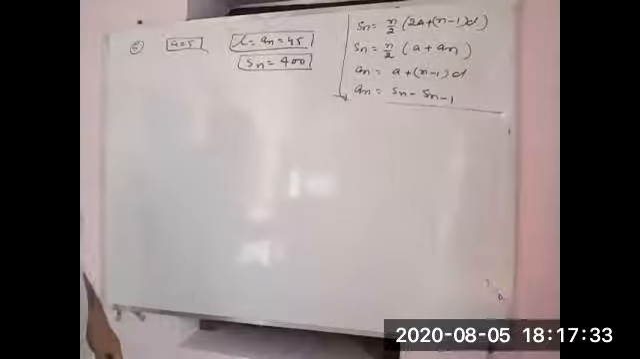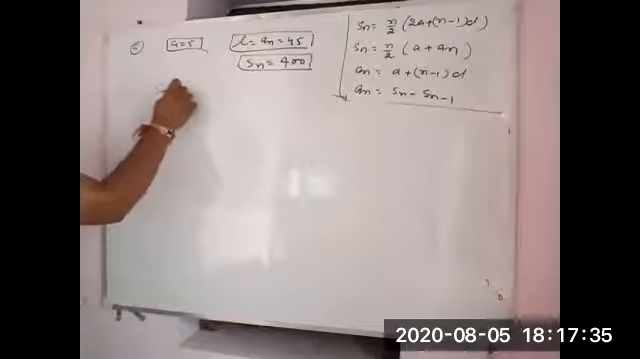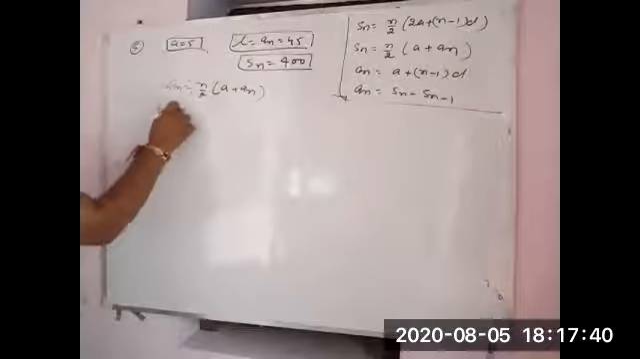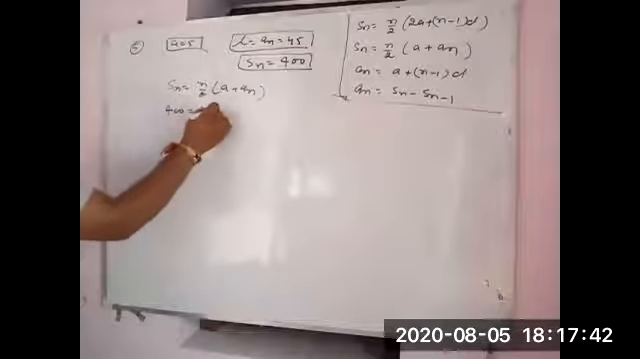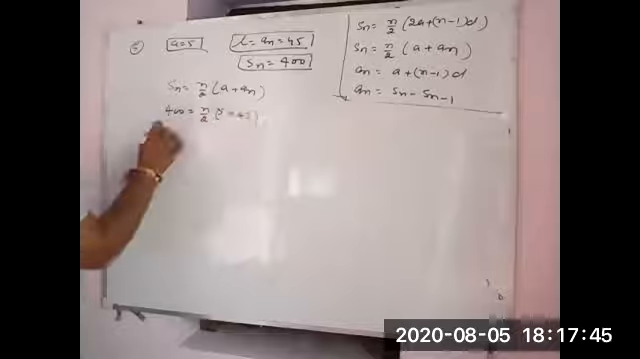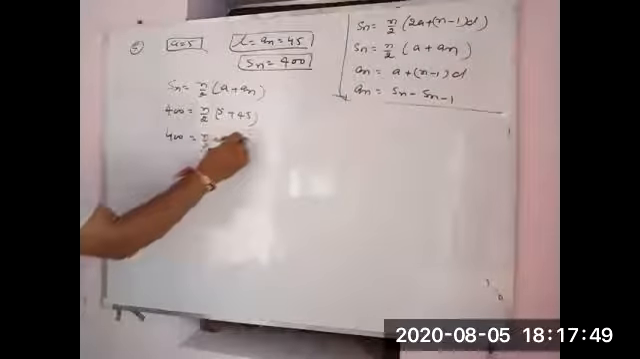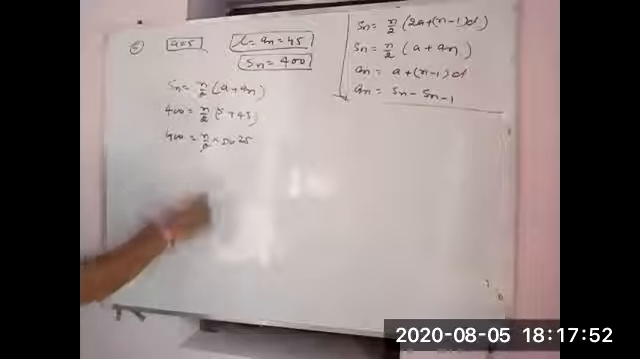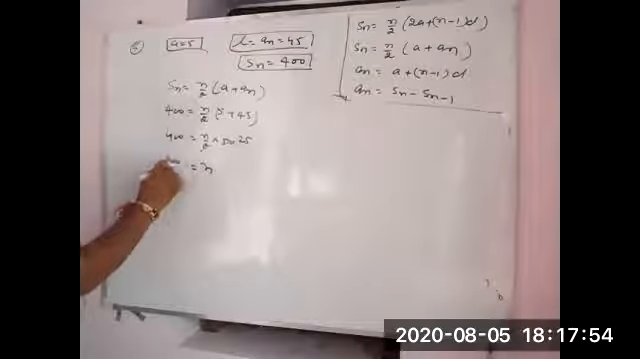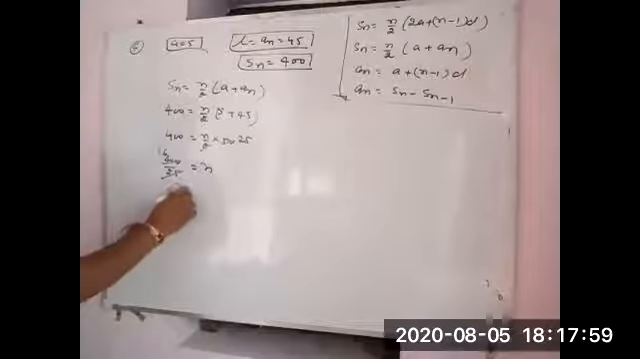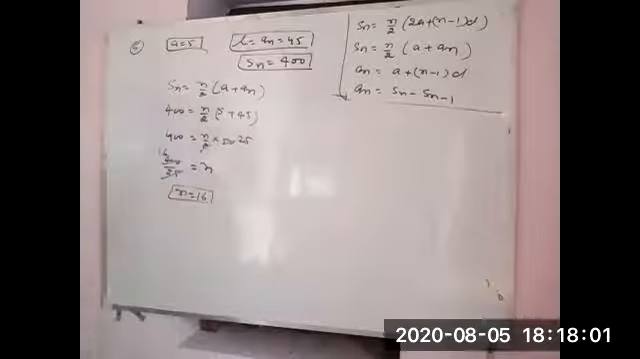First, what formula will we use? Sn equal to n by 2, a plus an. 400 equal to n by 2 into 5 plus 45, that is 50, so 25. What will be the n value? 400 by 25. N value is 16.